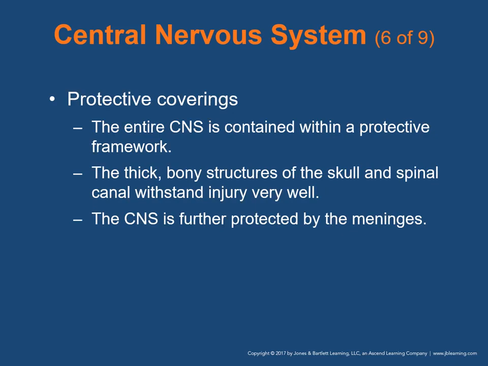Let's discuss the protective coverings. The cells of the brain and spinal cord are soft and easily injured. The entire CNS is contained within a protective framework. The thick bony structure of the skull and spinal canal withstand injury very well. It's also covered by layers of muscle and skin. The CNS is further protected by the meninges, which are 3 distinct layers of tissue that suspend the brain and the spinal cord within the skull and the spinal canal.